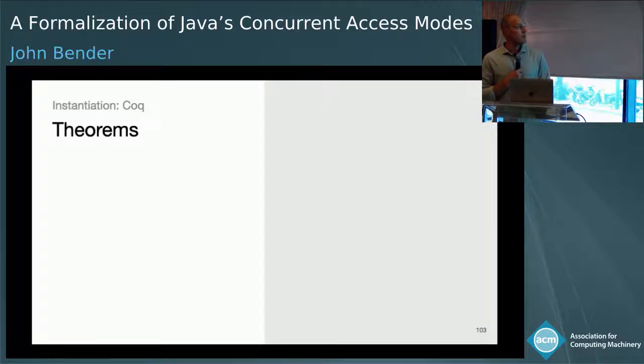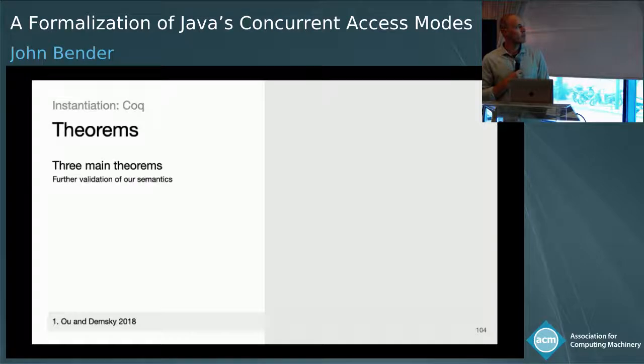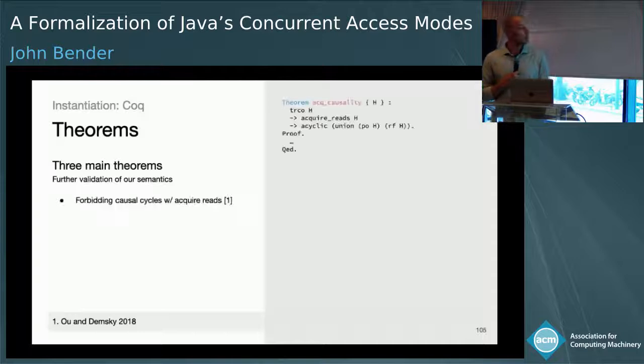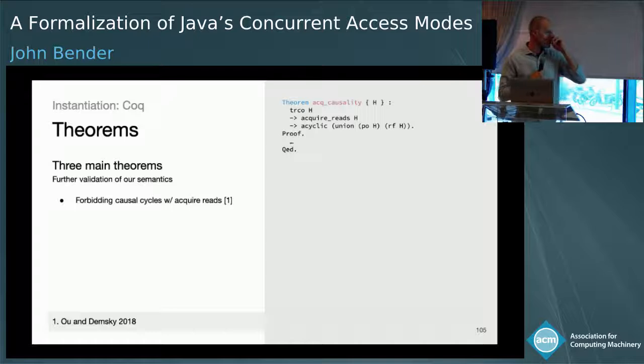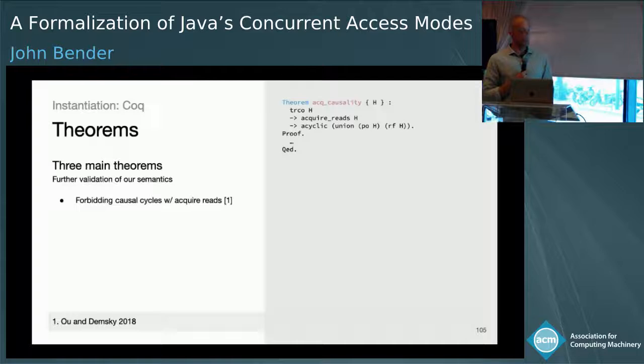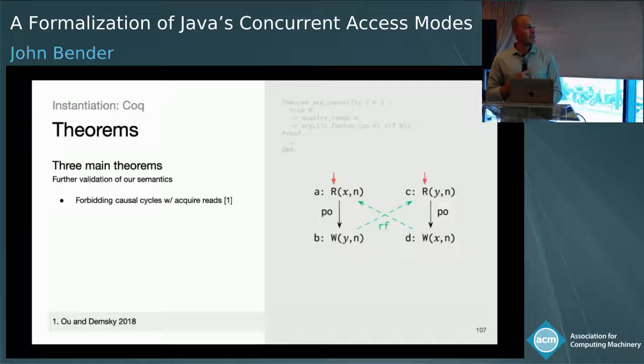So to finish up here, I want to talk about the last instantiation that we did in Coq. We have three main theorems that we proved based on some of the properties that are in the informal specification. The first one comes from some other work on forbidding causal cycles and the expense of doing this. So this choice was made in the informal specification. It basically says that if you have a causal cycle like this and you make these two reads acquire reads, then you're going to get acyclic causality for free without having to define it explicitly in the memory model. So that's not allowed.